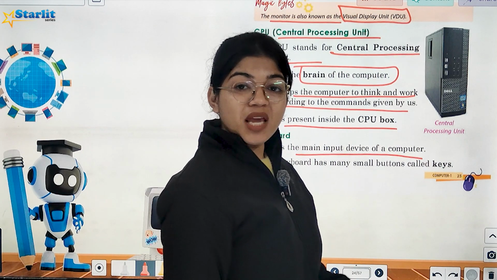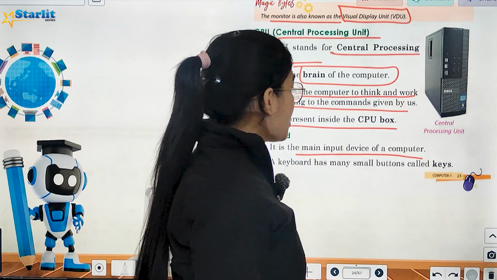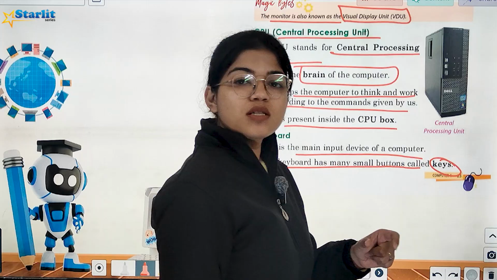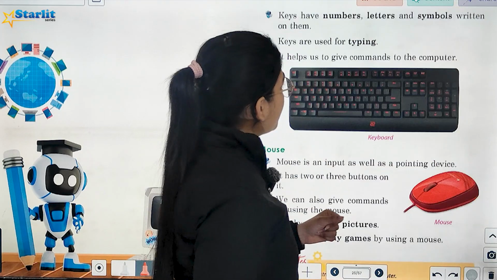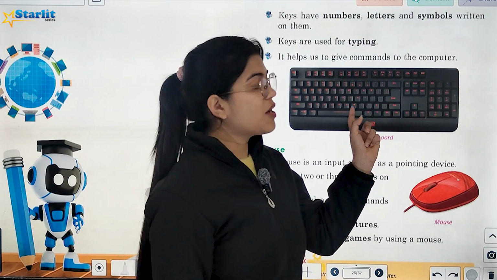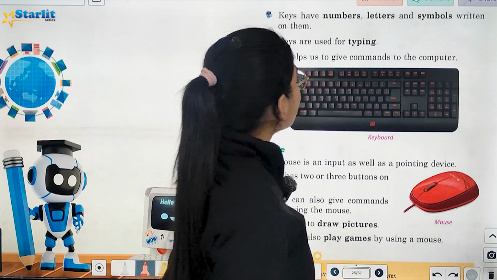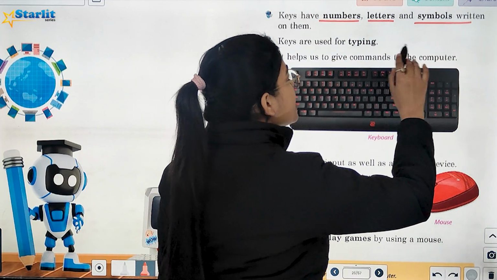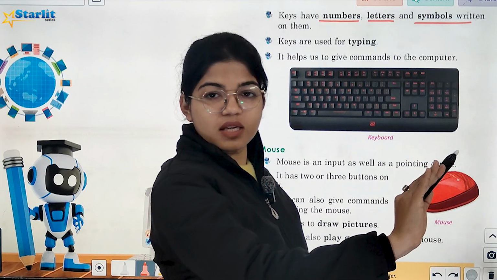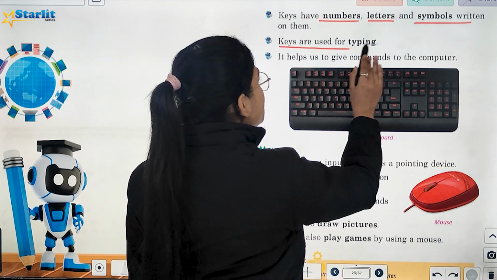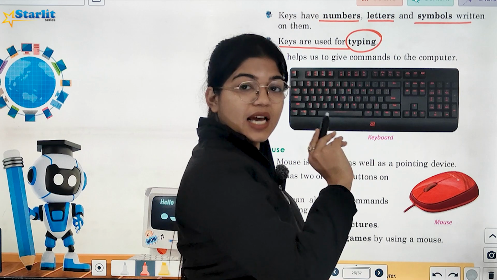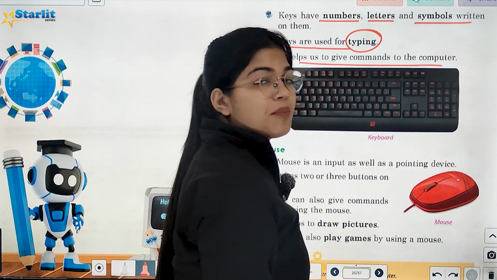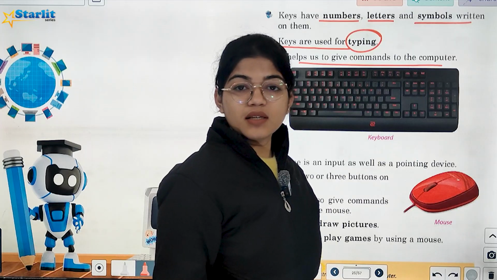Third main part we have keyboard, which is the main input device of a computer. Keyboard computer की main input device है. Secondly, a keyboard has many small buttons called keys. एक keyboard में बहुत सारे छोटे छोटे buttons होते हैं. Alright, you can see, and all of these buttons are known as keys. Keys के ऊपर क्या होता है स्टूडेंट? नंबर्स होते हैं, लेटर्स होते हैं एंड सिंबल्स होते हैं which are written on of these keys. Keys are used for typing. इन keys का यूज हम करते हैं टाइपिंग के लिए. It helps us to give commands to the computer. इसके थ्रू आप कंप्यूटर को कमांड प्रोवाइड करते हैं.